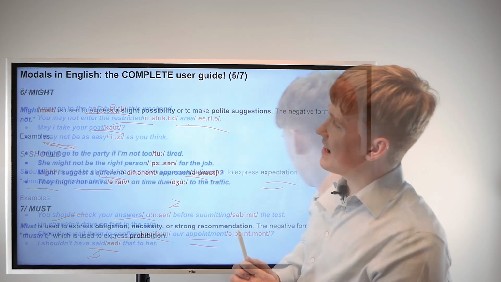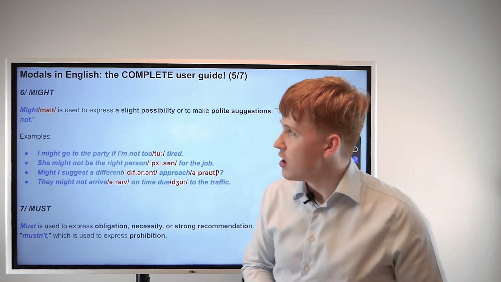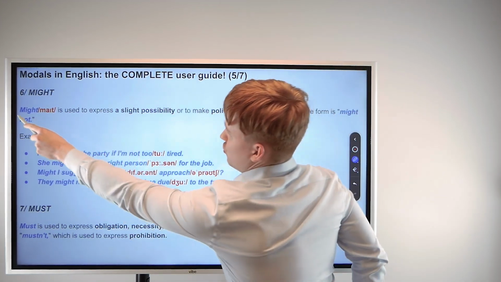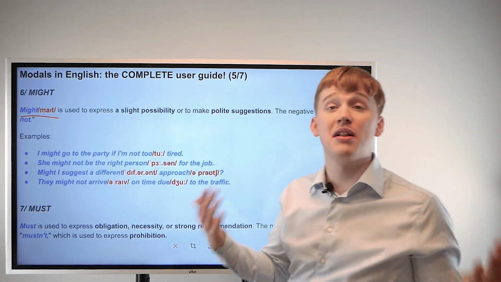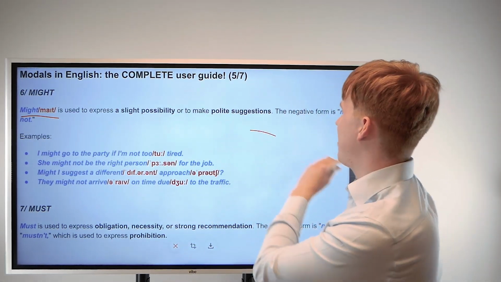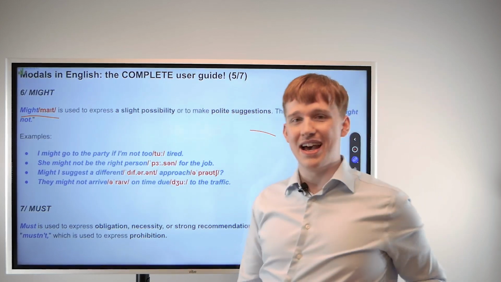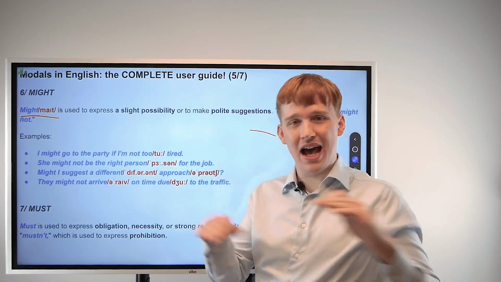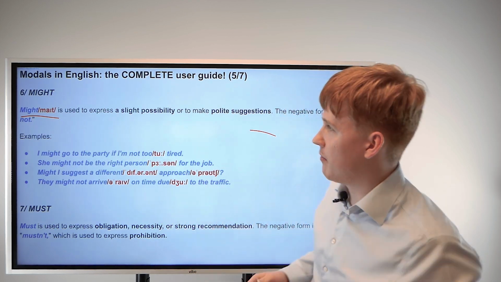Good job. Next up, we have the modal verb might. So, might is used to express a slight possibility. It also makes a polite suggestion. And the negative form for this is might not. And once again, we don't have a contraction here. We can't say mightn't. There we go.